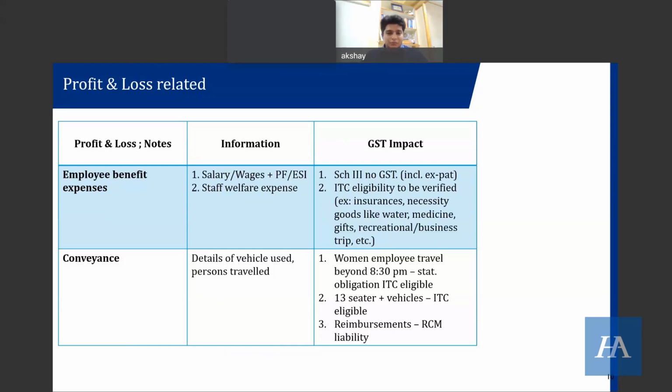So if I buy a bus which is more than 13-seater and use it for my employee transport, is the credit eligible? The answer is yes.